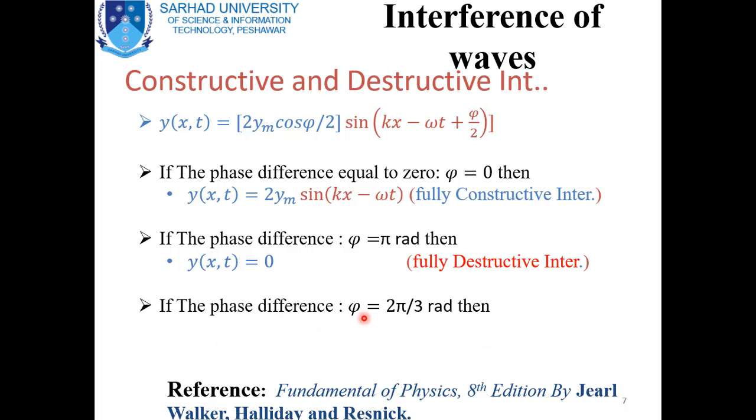And when the phase difference is 2 pi by 3 radian, which is equal to 120 degree, then we will get y, which is a function of position and time, is equal to ym sin kx minus omega t. So in this case the resultant has the same amplitude as the amplitude of the individual waves, and we have the same sinusoidal function. So we will call it intermediate interference.